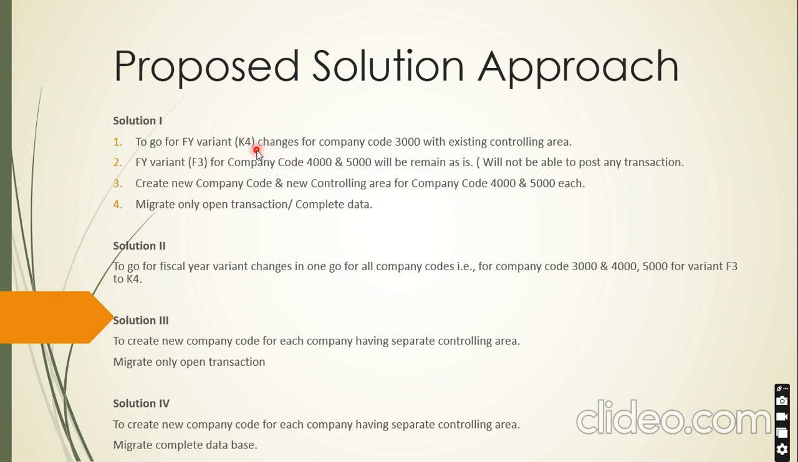If we change the fiscal year variant to K4 for the company code only in the existing controlling area, the fiscal year variant F3 for company codes 4000 and 5000 will remain and they will not be able to post any transactions. The reason is that while changing the controlling area level fiscal year variant, the system verifies the company code level fiscal year variants. Then the system will not allow us to post transactions to 4000 and 5000. For that reason, you need to create new company codes and a new controlling area for 4000 and 5000 each.